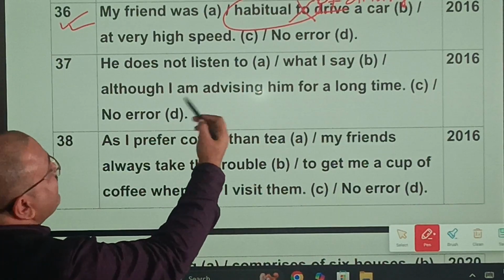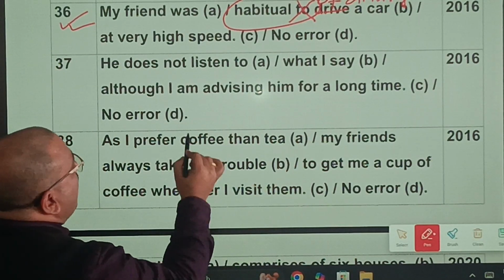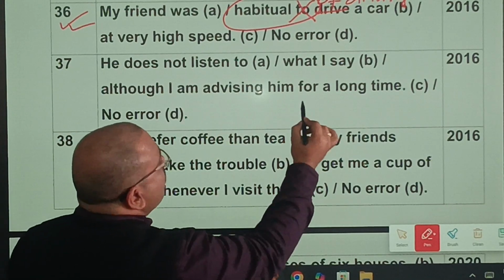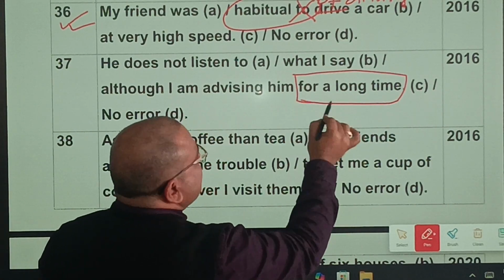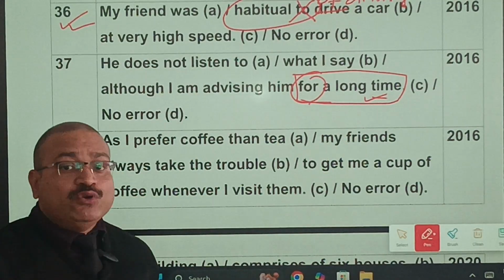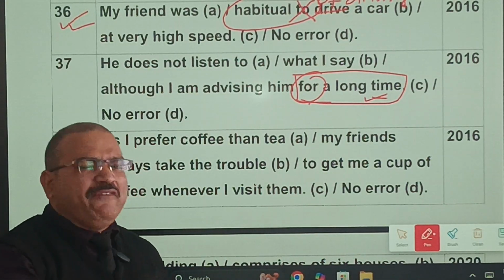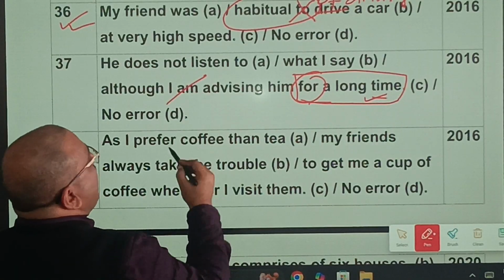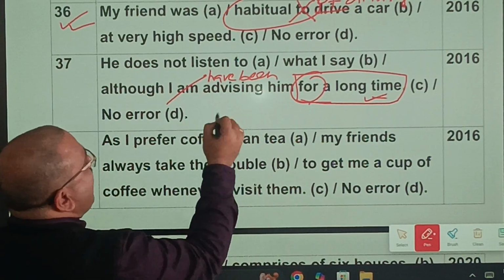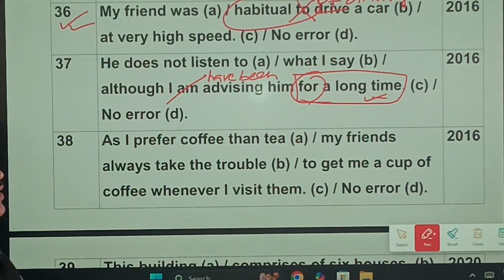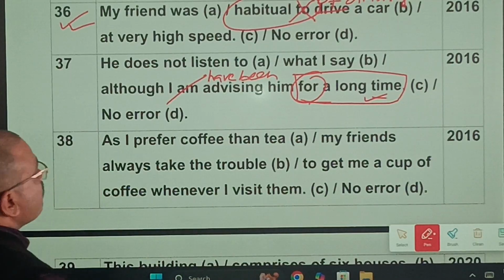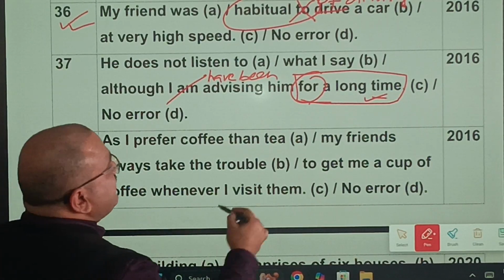He does not listen to what I say, although I am advising him for a long time. So I am advising him for a long time. Remember the sentence with time reference and for and since? Which tense should we use? We should use perfect continuous tense. So am will be what? Have been. So I have been advising him for a long time. Present perfect continuous. Why? Because we have time here with for. I prefer coffee than tea.